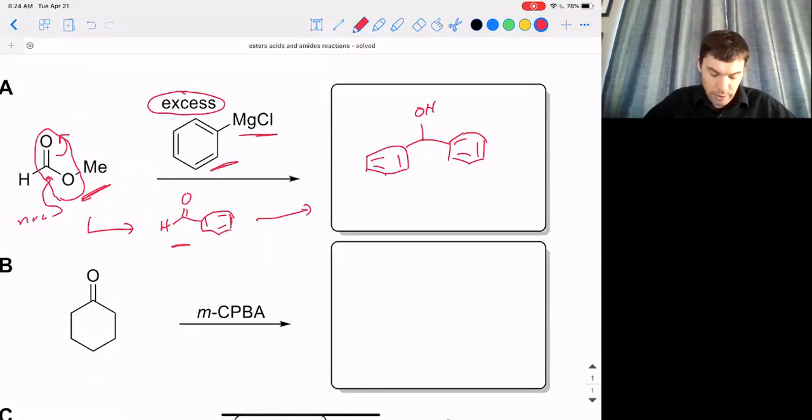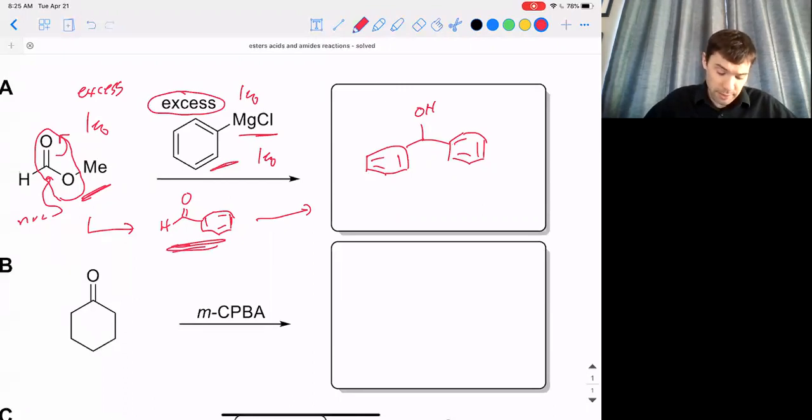Now, some people have asked me, what happens if you use exactly one equivalent of this Grignard reagent and exactly one equivalent of this ester? Or even what happens if you use excess of the ester and you use one equivalent of the Grignard reagent? Is there a way to stop at the aldehyde? And the answer to that, unfortunately, is no.